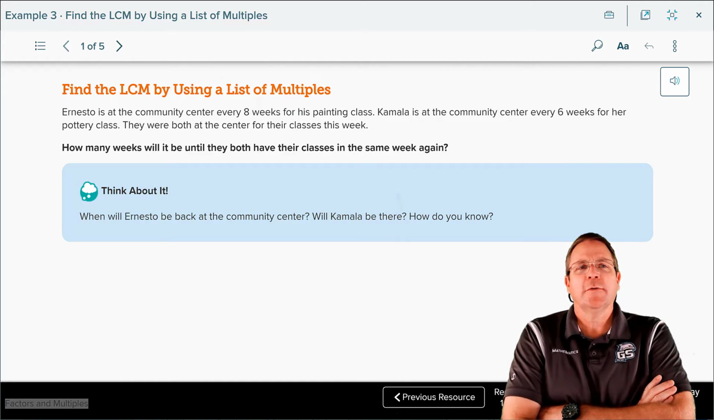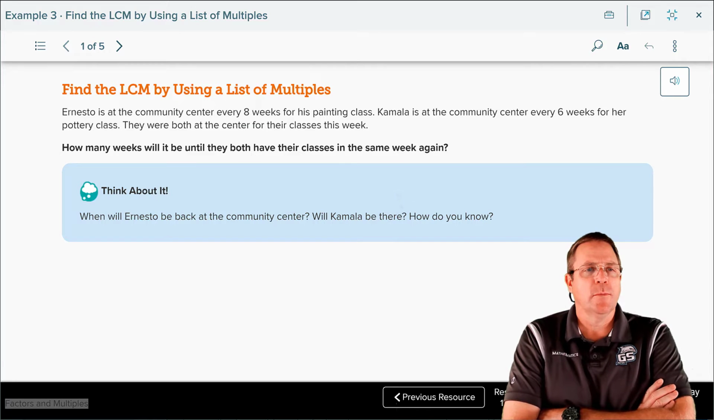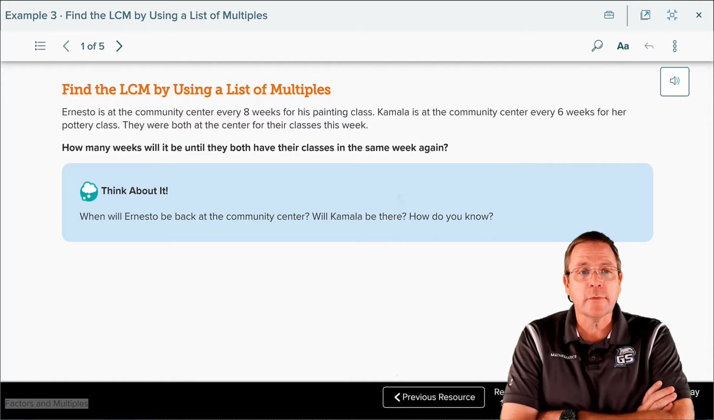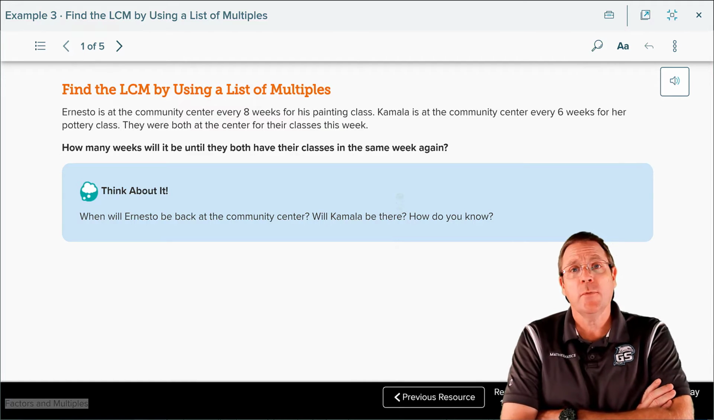Example 3 wants us to find the least common multiple by using a list of multiples. And they tell us about Ernesto, and he is at the community center every 8 weeks for his painting class. Kamala is at the community center every 6 weeks for her pottery class. They are both at the center for their class this week. How many weeks will it be until they both have classes there together?